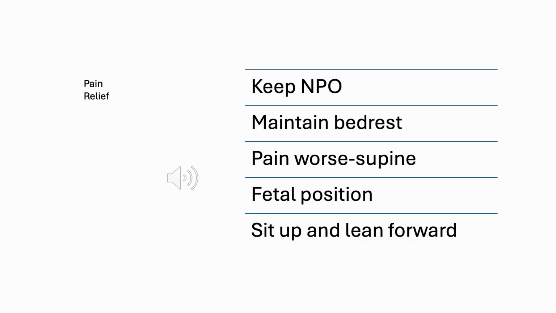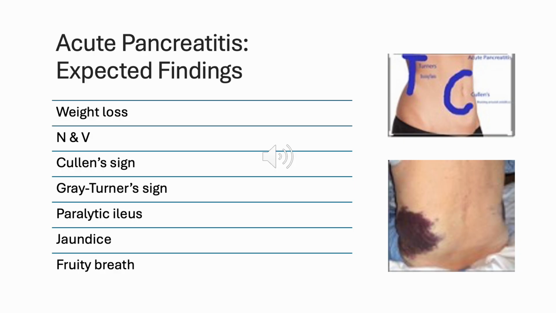There are a lot of other complications that happen with pancreatitis, like they can get pleural effusions, they can have respiratory problems. So make sure you always maintain A, B, C, D, E before you take care of pain. But it is really important to take care of pain. We talked about acute pain and acute pancreatitis. The other expected findings include weight loss, nausea and vomiting.